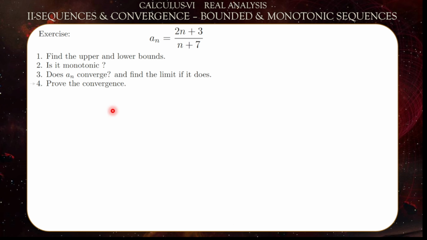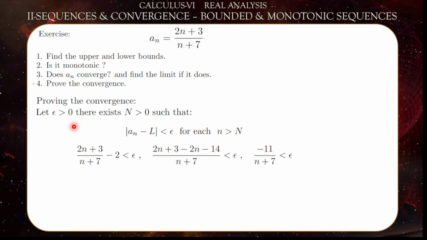Prove the convergence. Let epsilon be greater than 0. There exists N greater than 0 such that |an - L| is less than epsilon for each n greater than or equal to capital N. |an - L| = |(2n + 3)/(n + 7) - 2| < epsilon, which is equal to |(2n + 3 - 2n - 14)/(n + 7)| < epsilon.